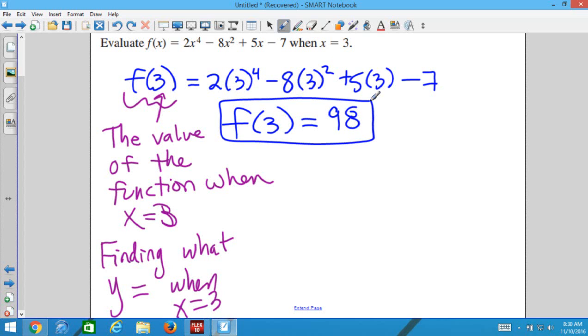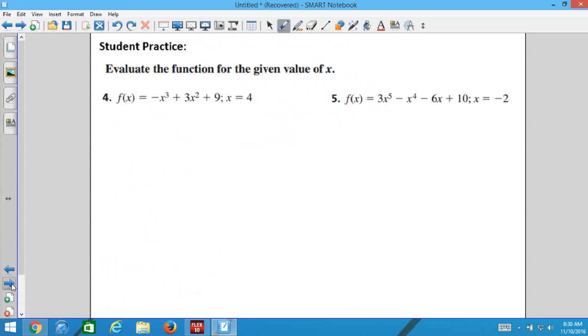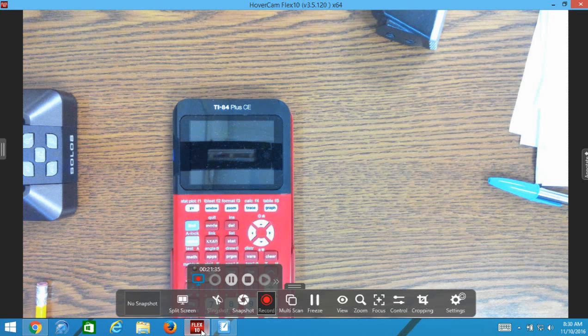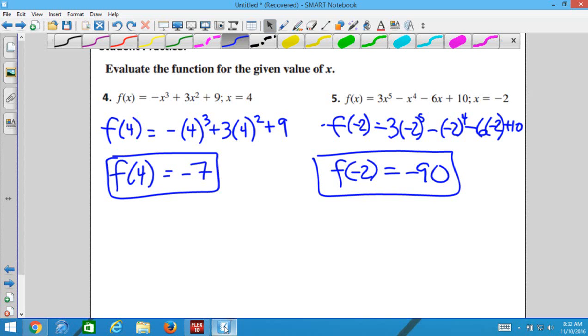Okay, there are 2. Try it on your own. So try them on your own. Make sure you show me the minimum amount of work. Okay, so I put the minimum amount of work on the board, and I put the answer on the board. You check, see if you have questions.